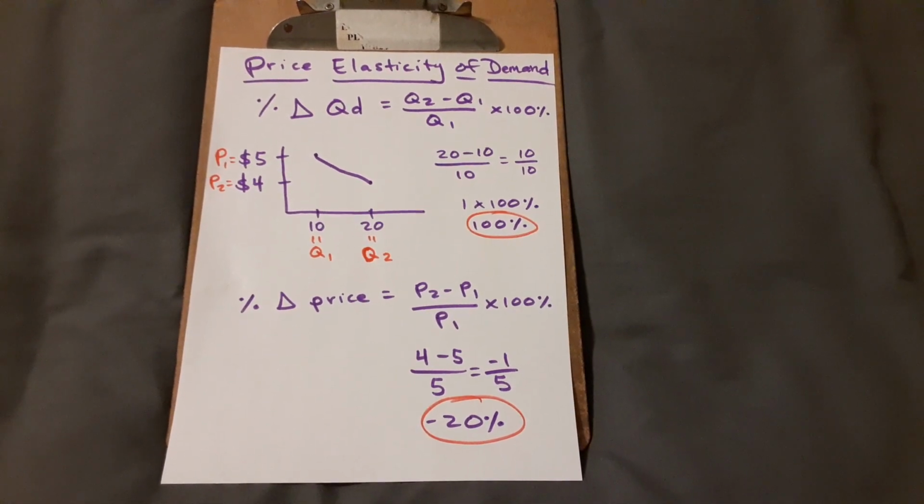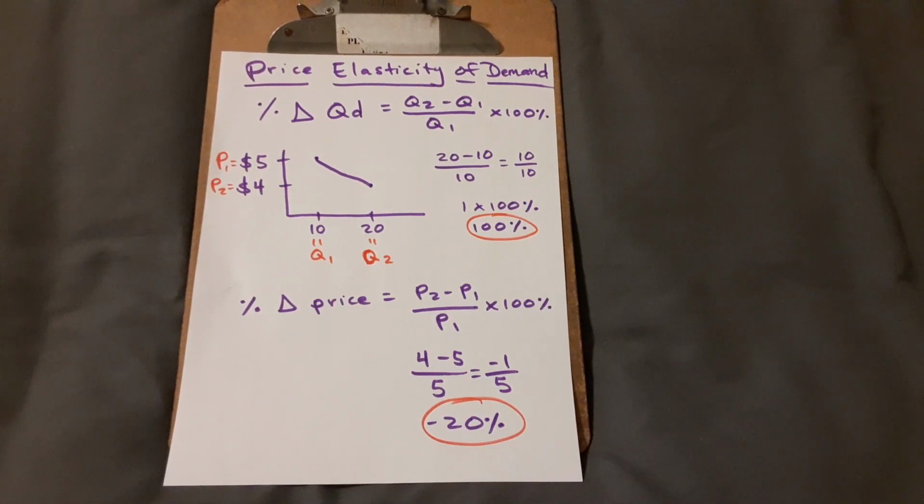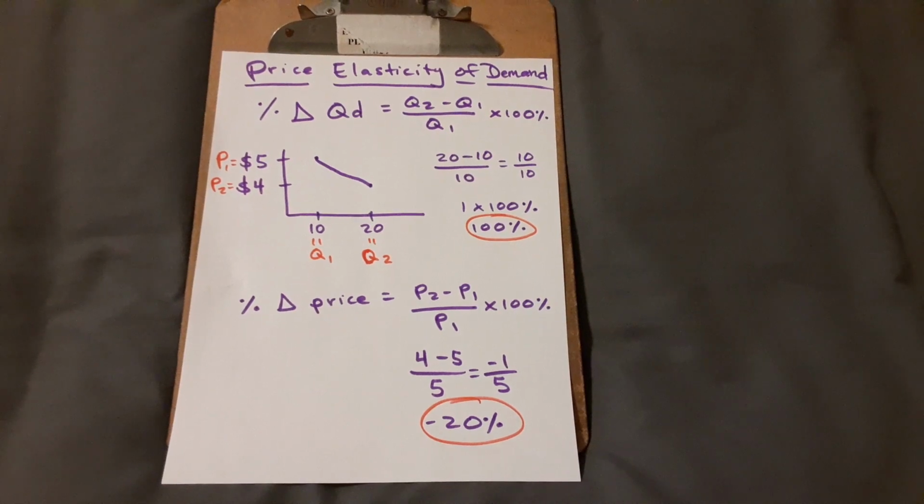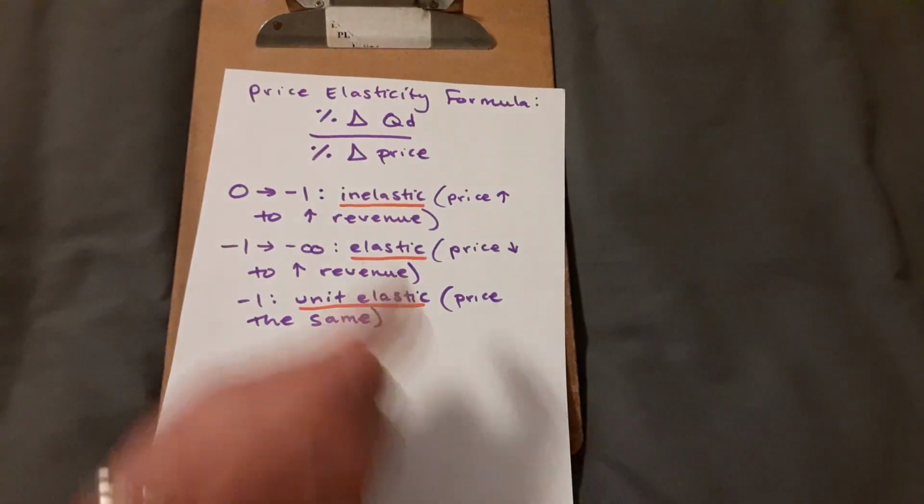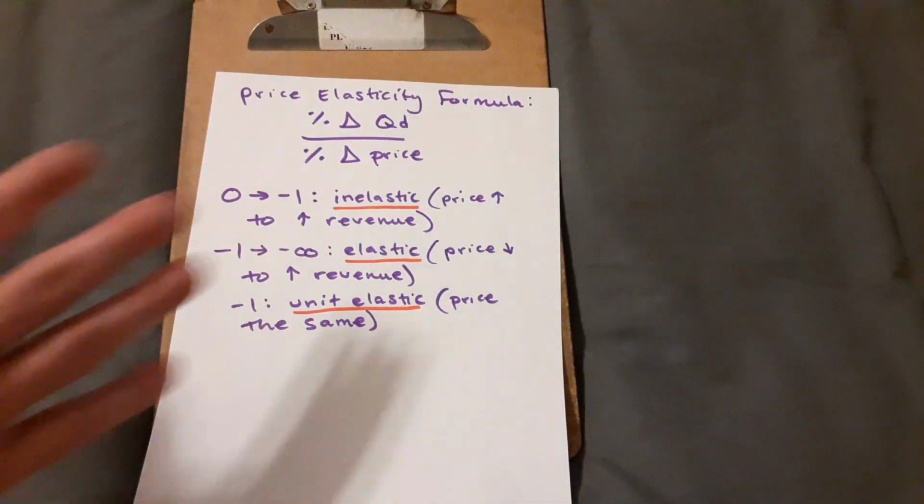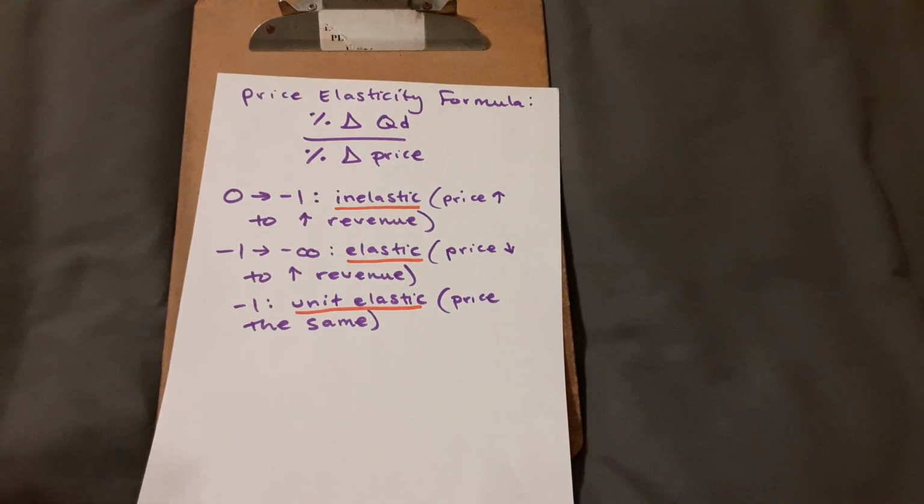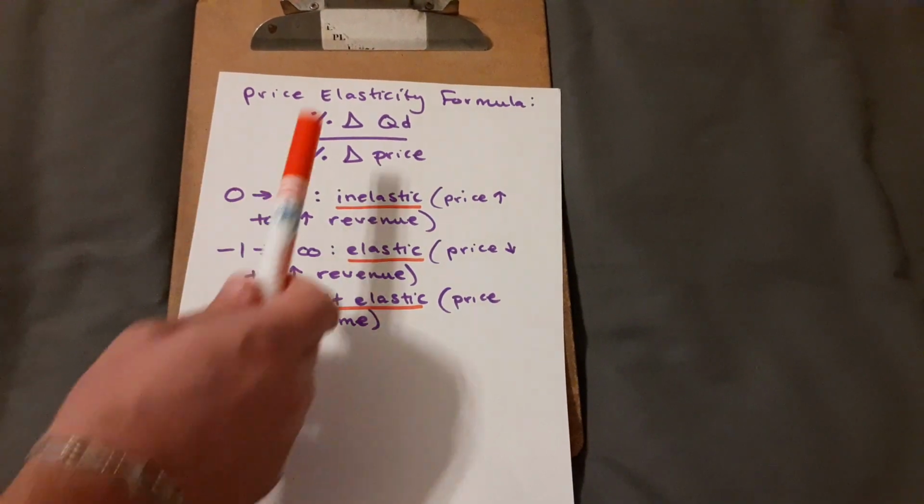But what if we're asked about the elasticity of demand formula? So here's the 3-part formula, okay? The formula that we're going to use is this one here. Price elasticity of demand. This tells us, is demand elastic or is demand inelastic? This is the formula.